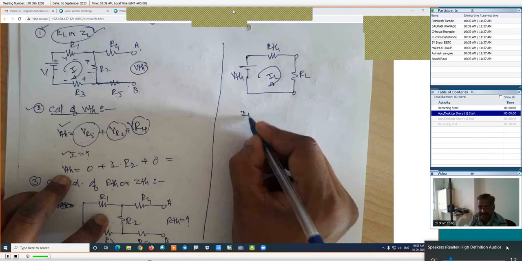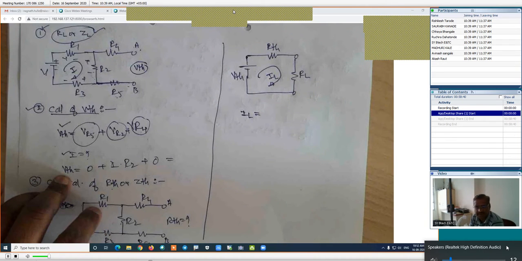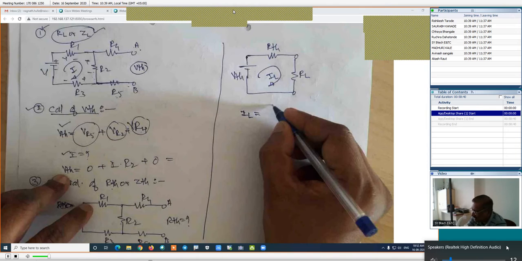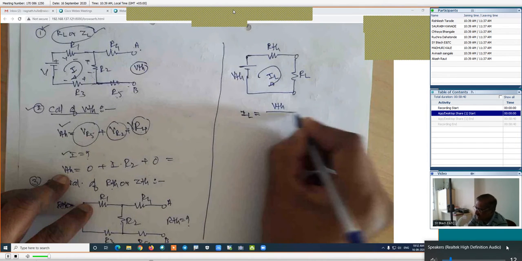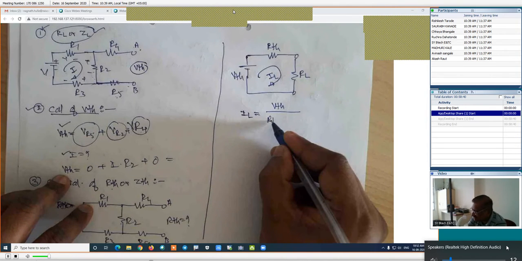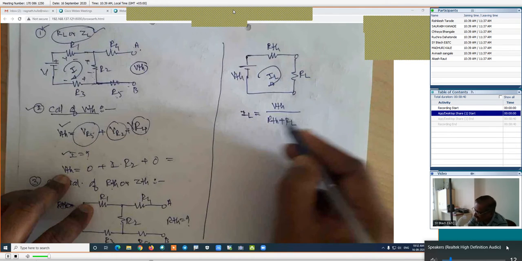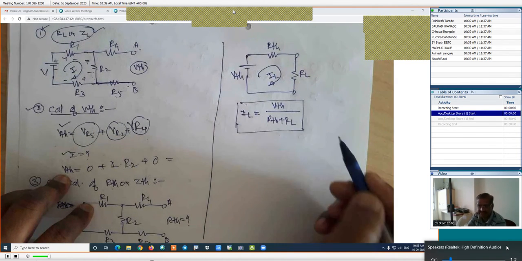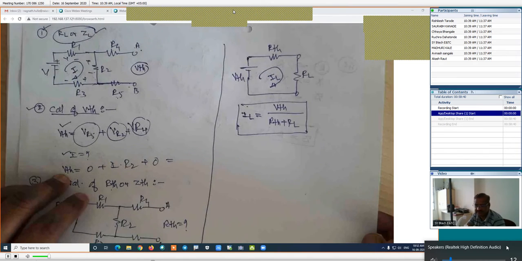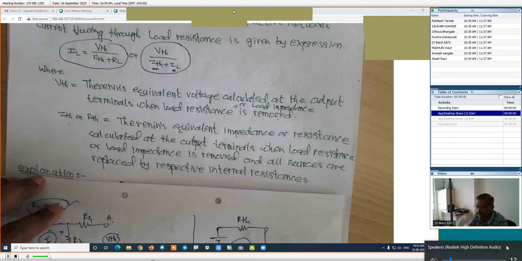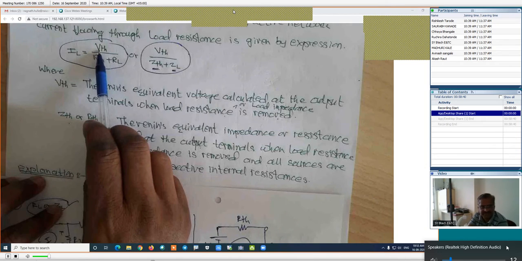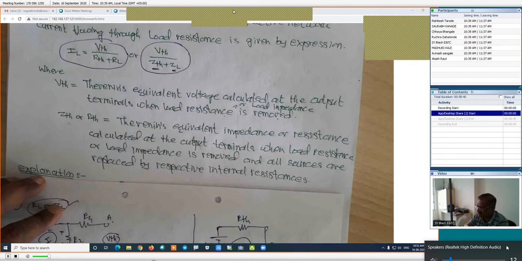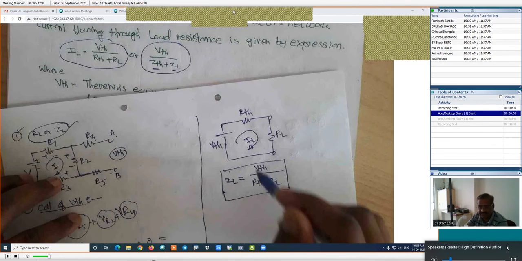Now it is a very simple circuit. What is the formula for the load current? The formula for the load current is total voltage divided by total impedance. Total voltage is VTH, and total impedance or resistance is RTH plus RL. And this is the statement we defined in step number 1. This IL is equal to VTH divided by RTH plus RL, and it came from this particular equation.